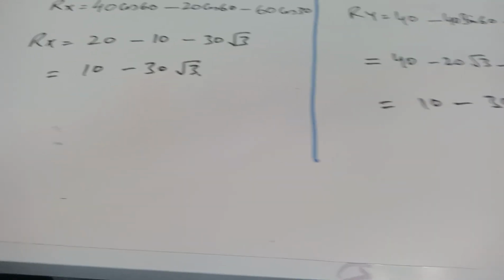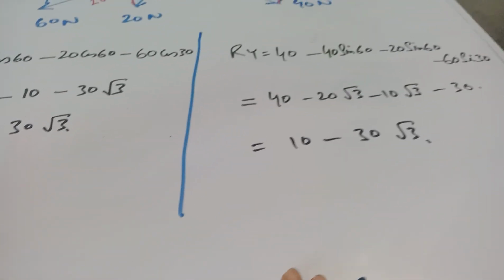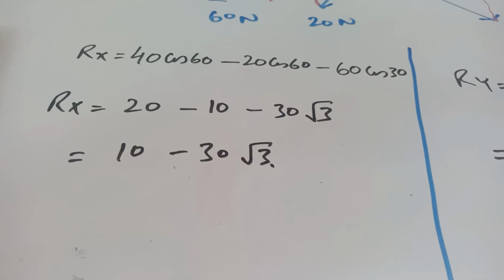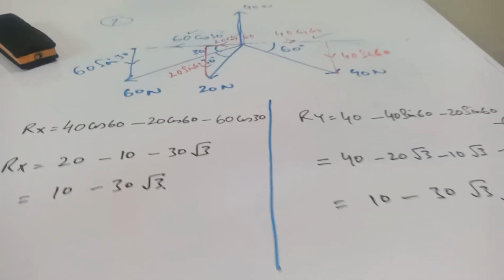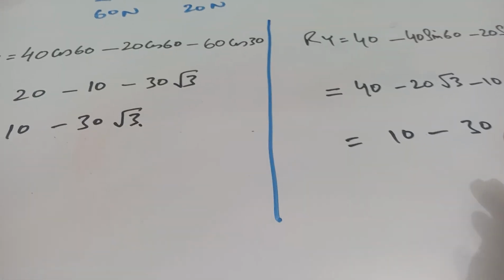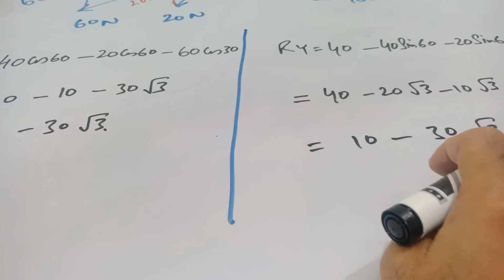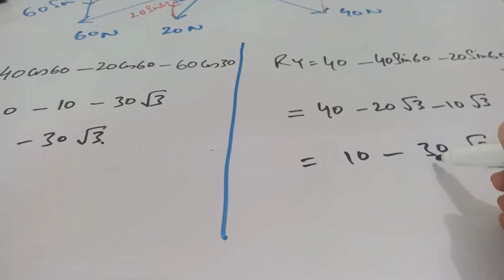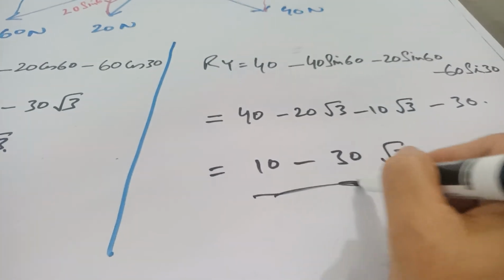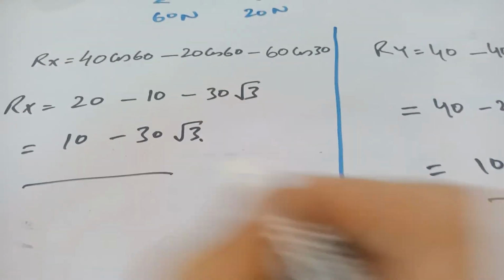So you have seen that both the Rx and the Ry, they are same. This is the Ry and this is the Rx. Okay guys, you have seen that the Rx and Ry are same, and they are both negative as well. You can use your calculator to determine that this is minus 30 times root 3, it is more than 1, so this is going to be negative. This is also the same negative value.